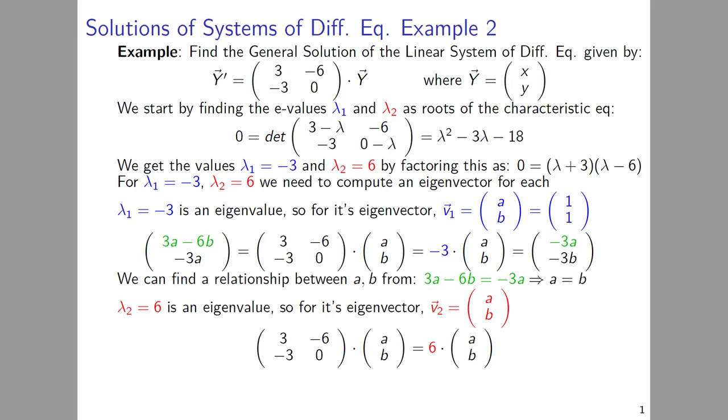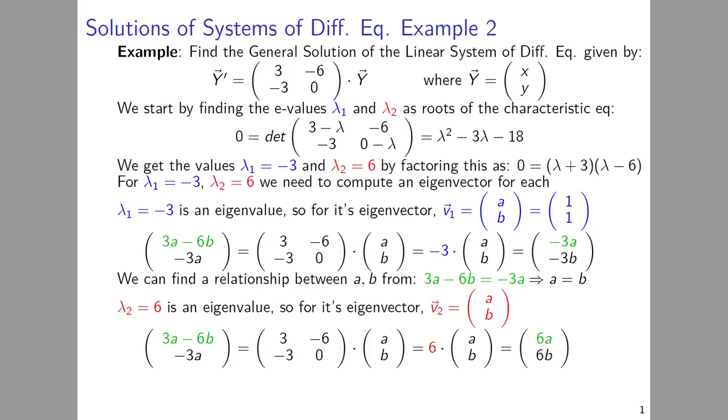Now, moving on to our other eigenvalue, lambda 2 equals 6, again we need an eigenvector v2 equal to some unknown values a and b, so that the matrix A times (a, b) is equal to our eigenvalue 6 times (a, b). Again, we need to multiply out both sides. On the right-hand side, we'll have 6a, 6b, while on the left-hand side, we'll have the same matrix multiplication that we had above, 3a minus 6b up top, and -3a down bottom.